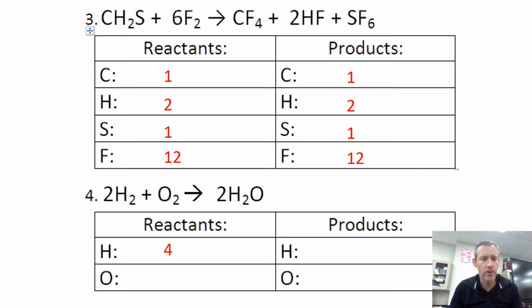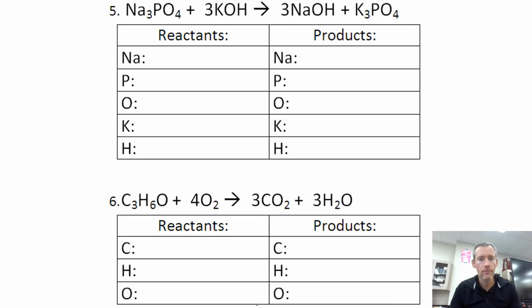Production of water, you should have 4 hydrogens, 2 times 2. 1 times 2 is 2 for oxygen. Hydrogen, again, 4, 2 times 2, and then oxygen is 2 times 1. So these 2 examples you need to do on page 7 of the notes. Again, that will be checked in class.